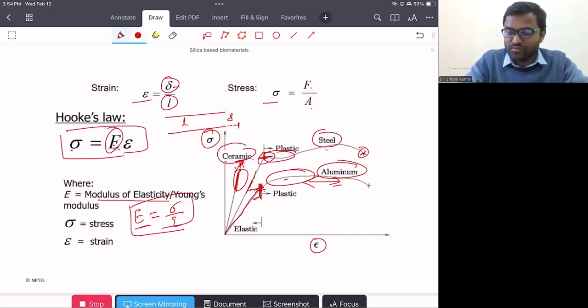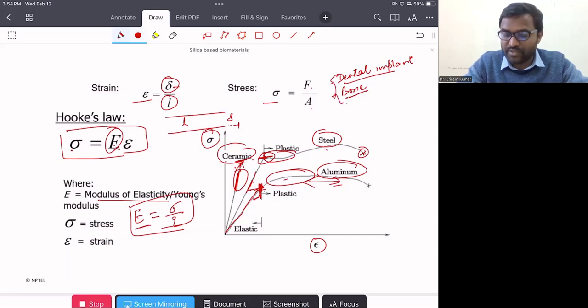Suppose you want to develop a dental implant, or maybe you are developing a bone replacement. In that case, we need materials with very high stress and Young's modulus. So for this, we should go for ceramics kind of materials.